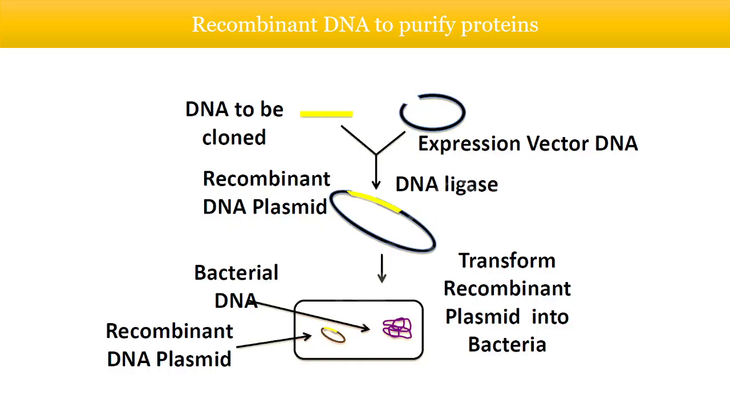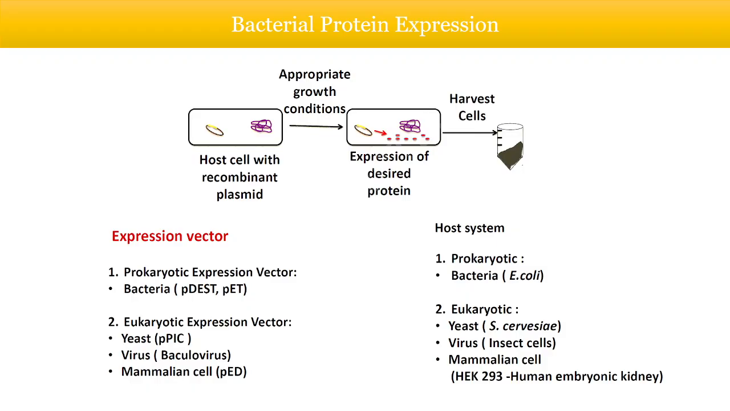So you can recombinantly produce a vector-insert combination called a plasmid, and that plasmid is then transformed into a bacterial cell, a competent cell, for the construct, for the plasmid, to survive in that particular bacterial condition. And then you can use some expression conditions to express that DNA into a protein. So for bacterial protein expression, you need appropriate growth conditions, you need to harvest the cell, lyse the cell, and then take out the protein of your interest.